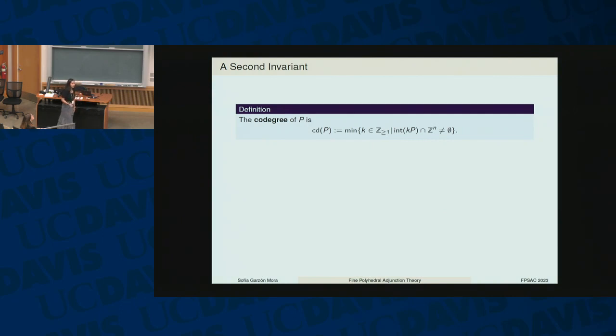So we can define a second invariant, and this comes from Ehrhart theory. This is called the codegree. And this is the minimum integer such that if I dilate this polytope by this integer, then I already get an interior lattice point. Right? And then if you take a lattice polytope, and if you think about the lattice points on its interior, then these will be the same lattice points on the adjoint polytope for s equals 1. Right? You can visually see it and imagine it, maybe. And so this gives us a bound. So the Q-codegree is bounded from above by the codegree, which is bounded from above by n plus 1, where n is the dimension of the polytope.